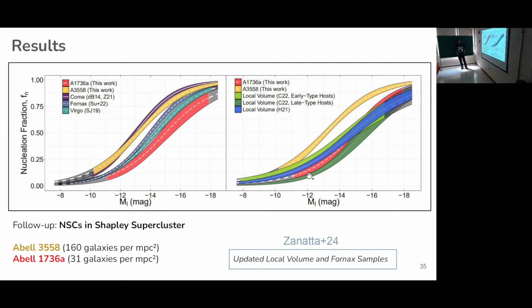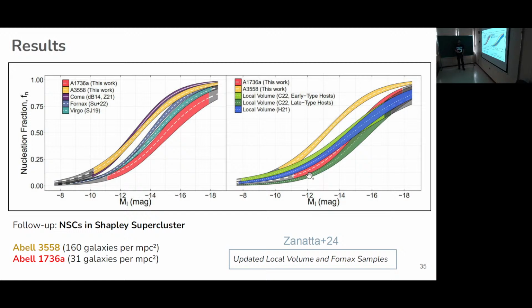And in 2024, we expanded this work to the Shapley Supercluster. Now you see why Shapley was so interesting: Shapley is the largest concentration of mass in the nearby universe, and given that we saw this correlation between the increased nucleation fraction and the estimated halo mass of the environment, Shapley looked like a perfect laboratory to study this kind of thing.